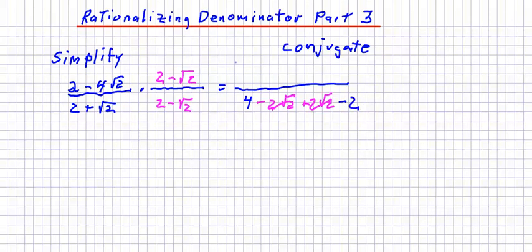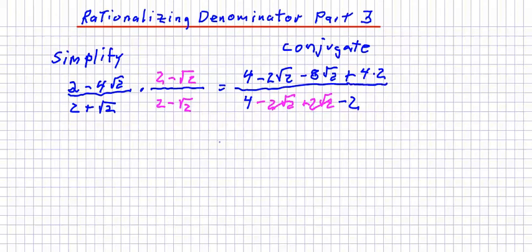Numerator won't be so clean. 2 times 2 is 4. 2 times the square root of 2 minus 2 square root of 2. Negative 4 times 2 minus 8 square root of 2. And lastly, negative times negative is positive. We have a 4. And square root of 2 times square root of 2 is 2.